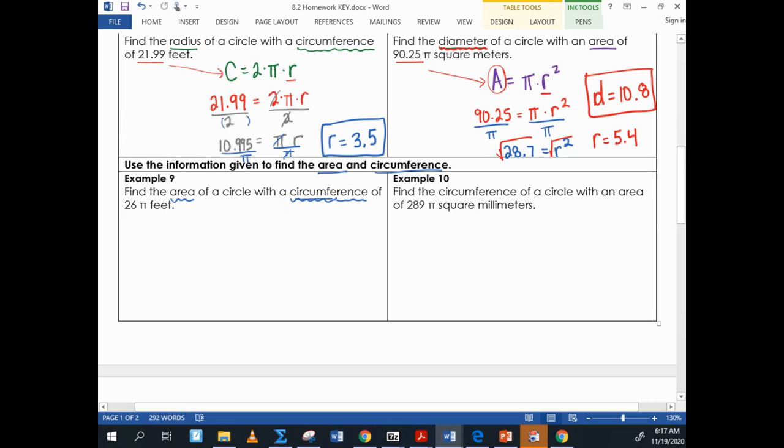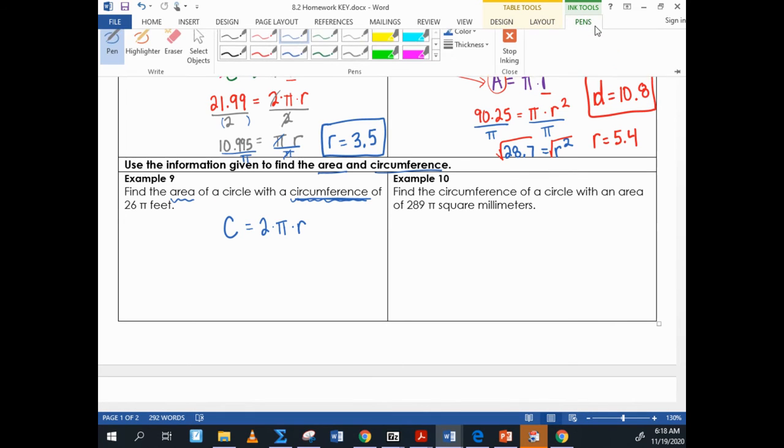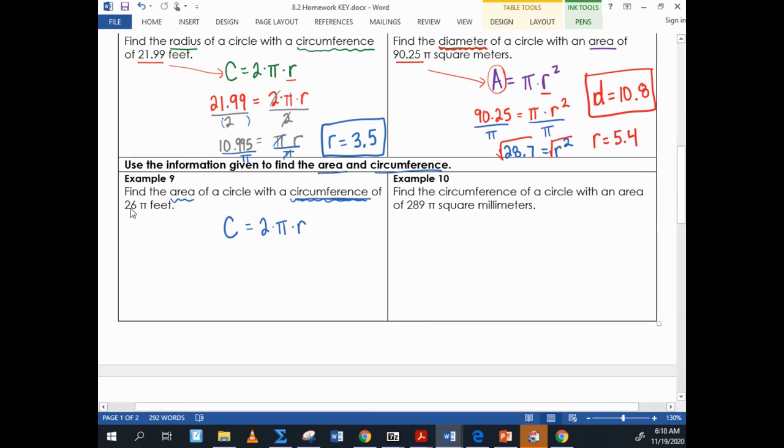So you look first at what they've given us. They told us the circumference, which again, I'm just going to write down the generic formula. Circumference is 2 times pi times r. First of all, we want to find the radius, and then we'll use the radius to find the area. So let's go ahead and plug in our circumference. This was our 26 pi. So our circumference is equal to 2 times pi times r.